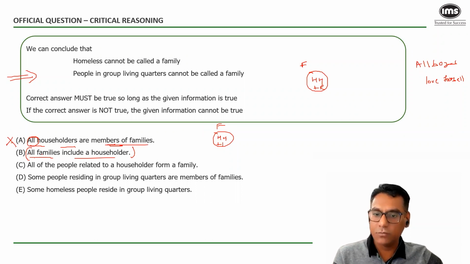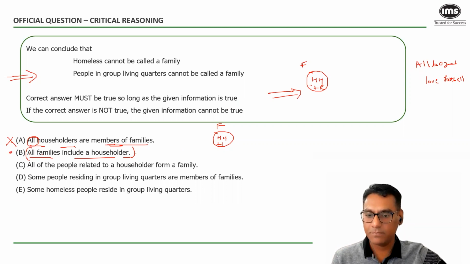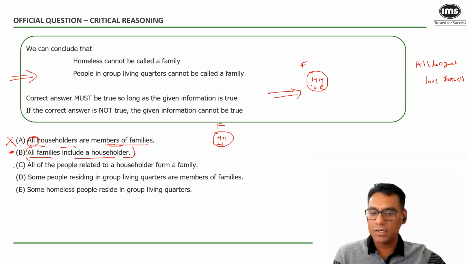So the negation of all families include a householder would be there is one family that does not have a householder, right? If there is such a family, how would that even be a family? The requirement of our family is to have a householder, right? So that means the negation of this would break my premise, and that is why it is an inference. Okay, so let's keep this. We still don't want to select an answer choice because we are going to follow the process of elimination. Let's see what is there in other answer choices.